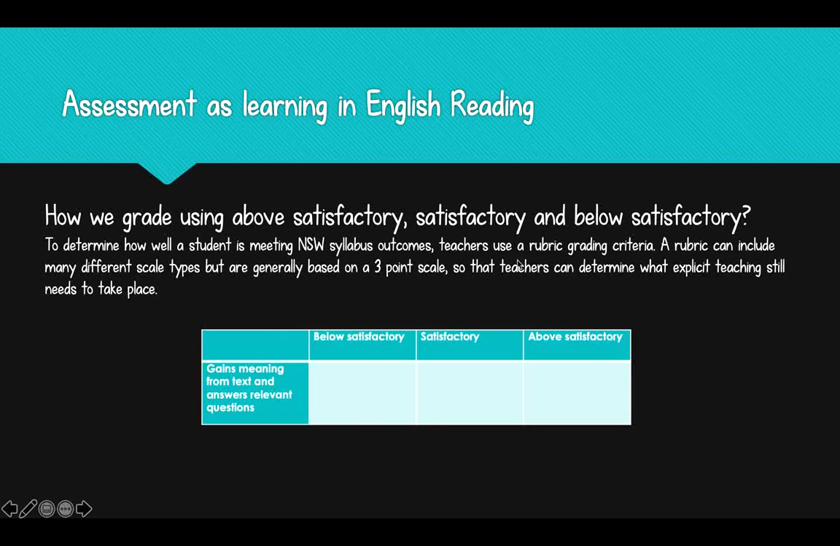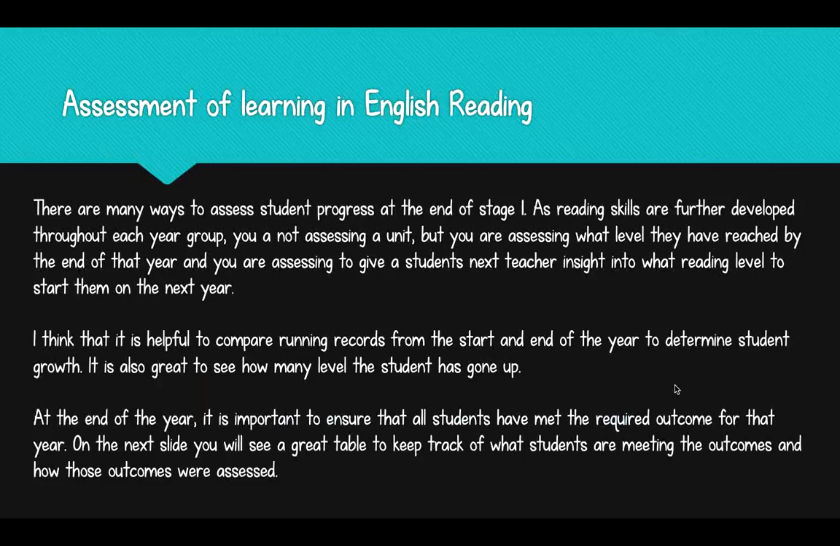This is the grading system that we just saw, so the satisfactory, above satisfactory, below satisfactory. It determines how well they're meeting the outcomes. So we can use this rubric grading criteria to see where they're at. They can include a bigger scale, but generally they're based on this 3-point scale. That way we can determine whether we need to do some more intervention and explicit teaching.